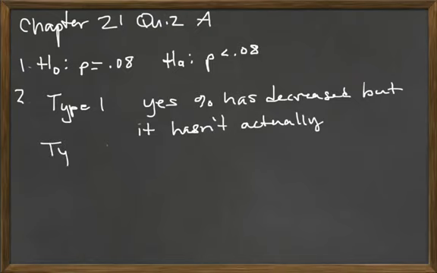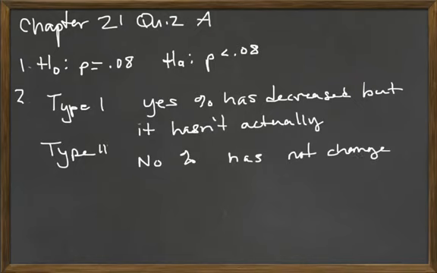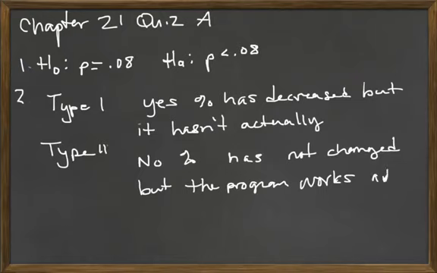Type 2 error. It's kind of just the backwards of that, where you say, no, the percent has not changed. Basically what we're saying here is that no, that hasn't changed, my incentive program's not working, when in fact it actually has. But the program works. I apologize for my really sloppy handwriting, but it's really hard to write on this thing. No, percentage has not changed, but the program works, and it actually has been working.